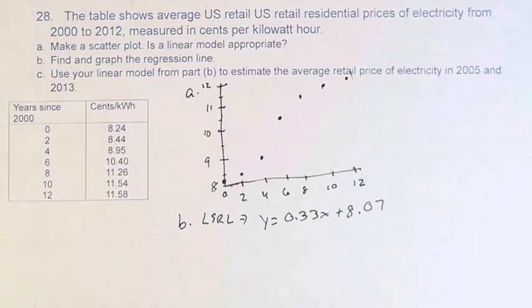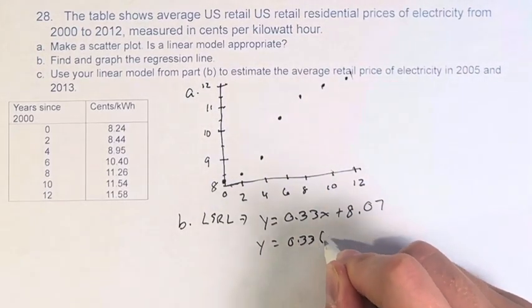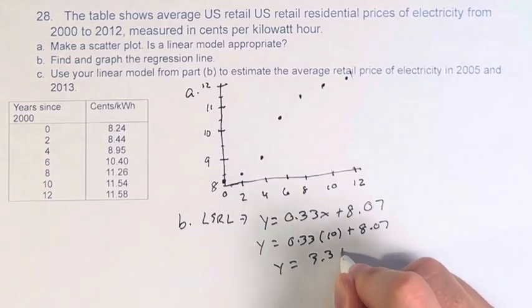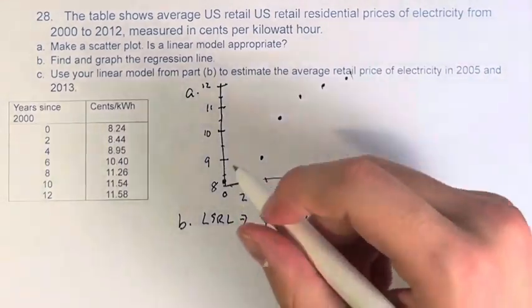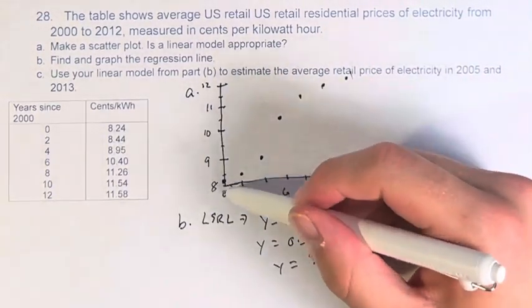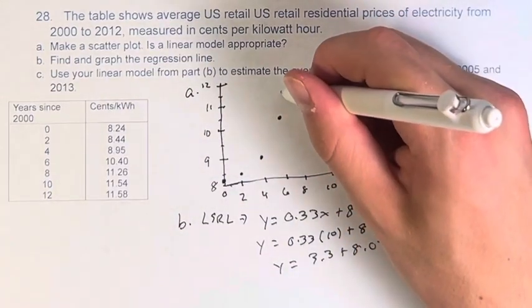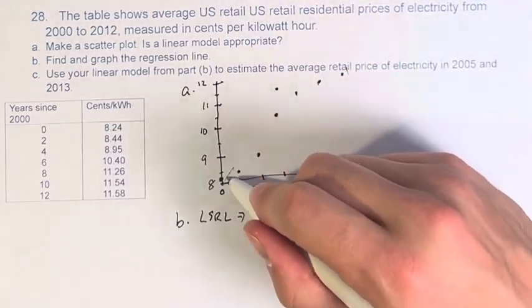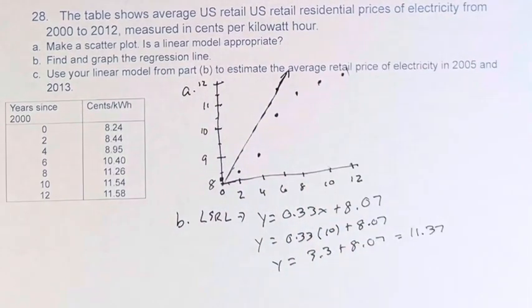We're asked to graph this, so I think the easiest way to do this is to find another point. So let's say x equals 10. We have y equals 0.33 times 10 plus 8.07. Y therefore equals 3.3 plus 8.07, which is 11.37. So our y-intercept is 8.07, so basically down on the bottom, the origin, and 11.37 is right here. So this is our line right here that minimizes the distance to all the points.